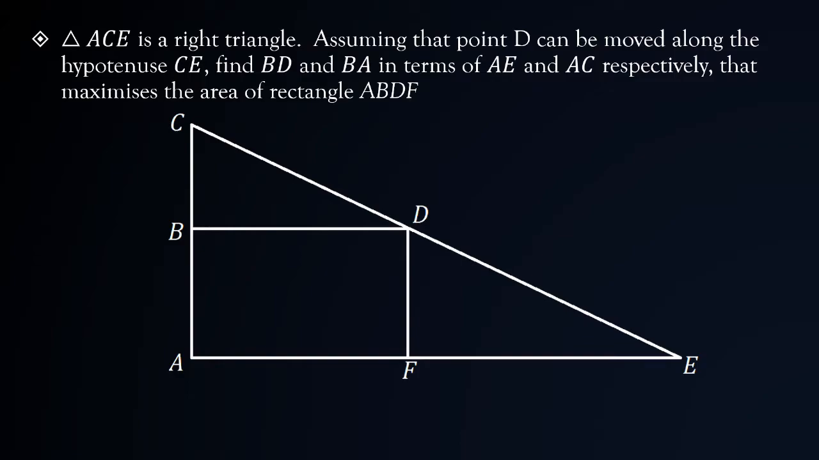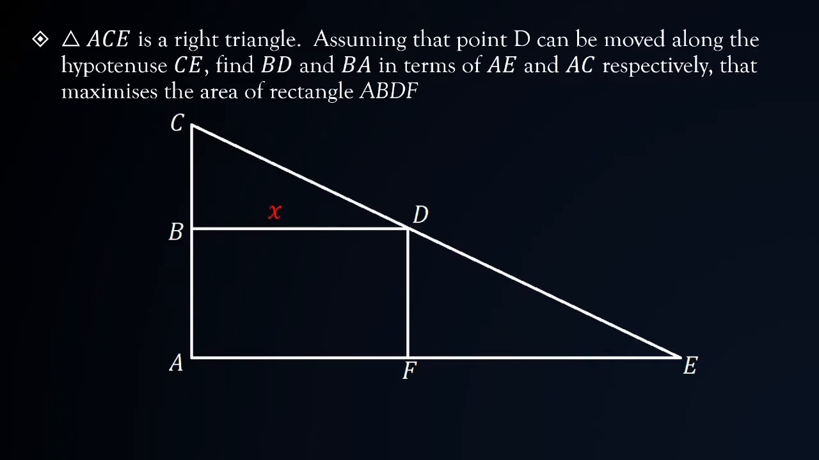In this question, triangle ACE is a right triangle. We assume that point D can be moved along the hypotenuse CE, and our goal is to find BD and BA in terms of AE and AC respectively that maximizes the area of the rectangle ABDF.